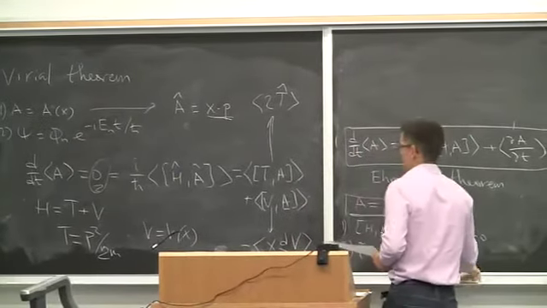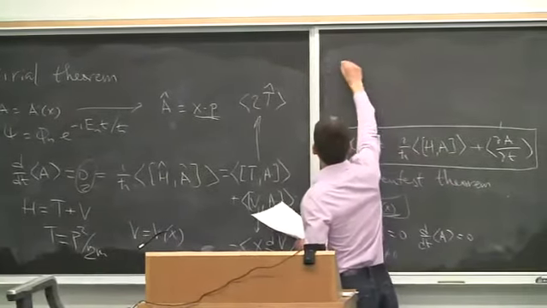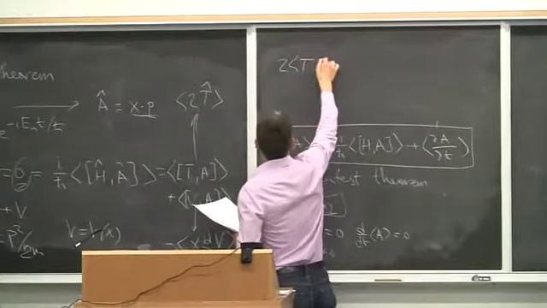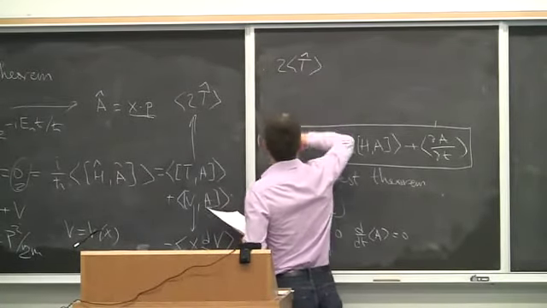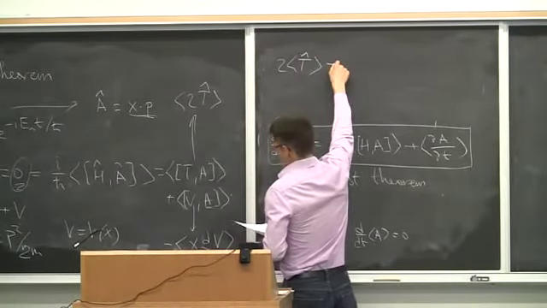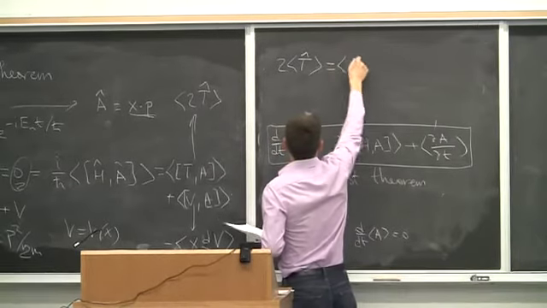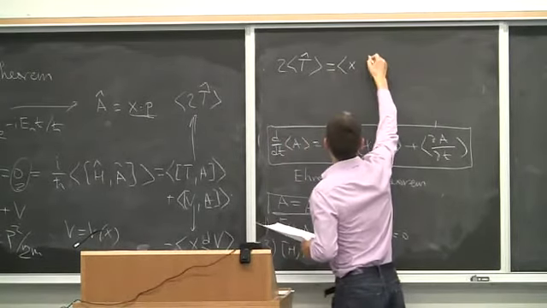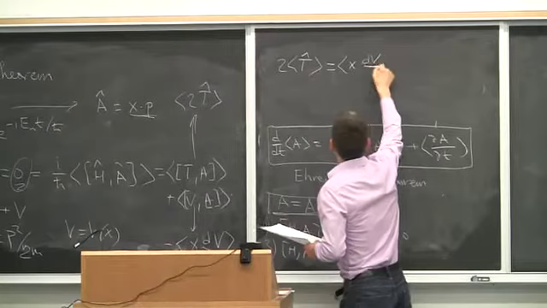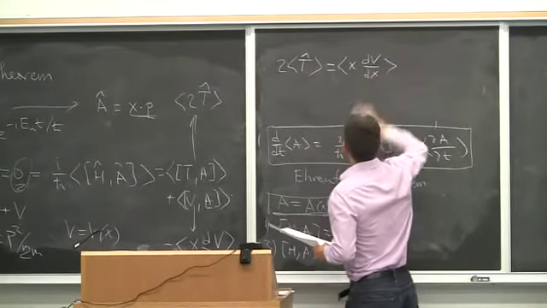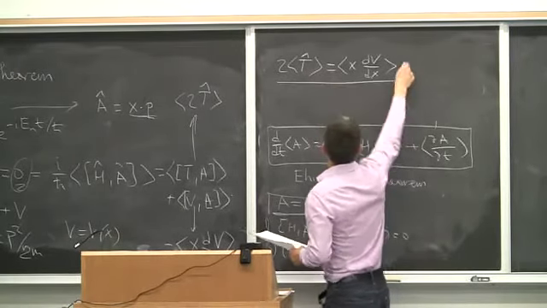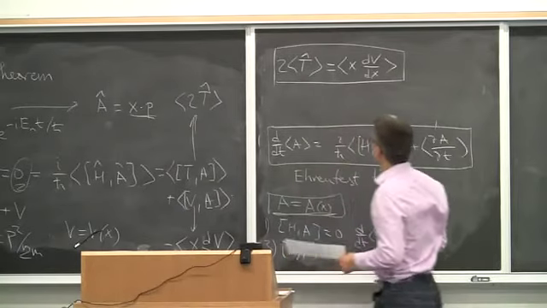And so that gives you 2 times average T equals the average of x dV dx, right? Okay.